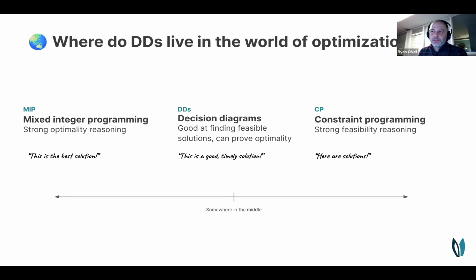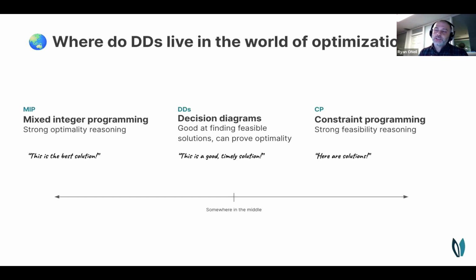Where do they fit in the world of optimization? Why might I be interested in these things? They're not replacing anything necessarily. As countless academic papers have found, different solution technologies apply well to different problems.